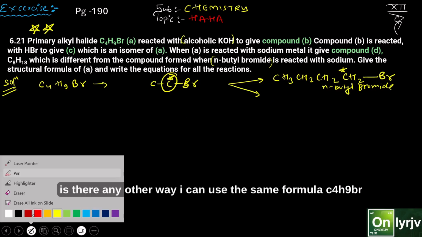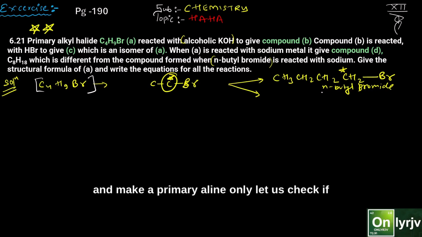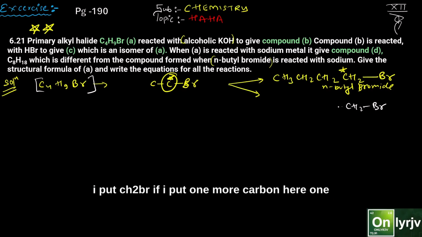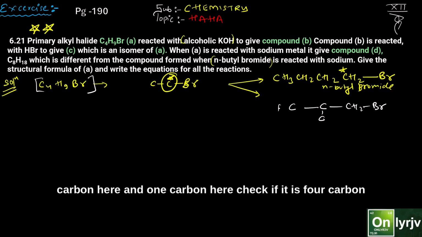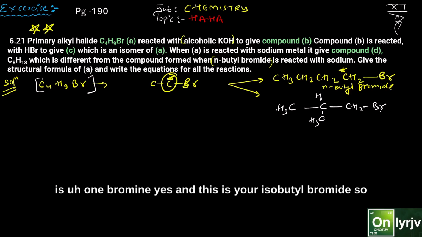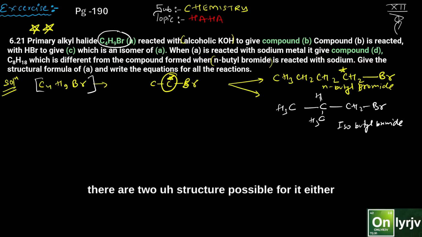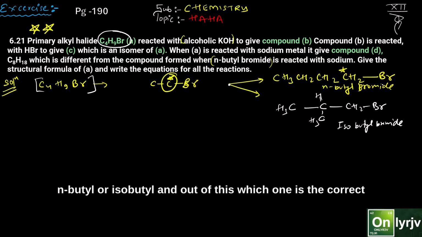But is there any other way I can use the same formula C4H9Br and make a primary alkyl halide only? Let us check. If I put CH2Br, and put one more carbon here, one carbon here and one carbon here. Check if it is 4 carbon, yes. Is it 9 hydrogen? Yes. It is 1 bromine, yes. And this is your isobutyl bromide. So first thing we understood, C4H9Br, there are two structures possible for it, either N-butyl or isobutyl.